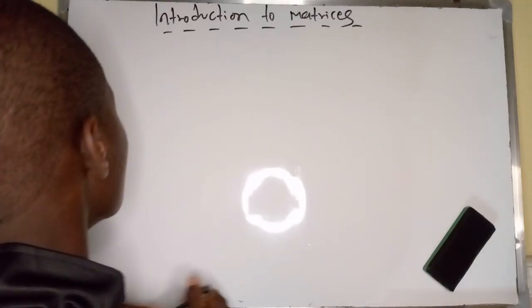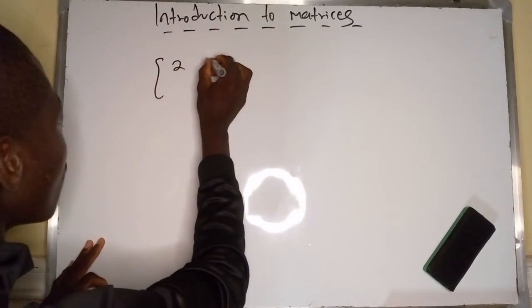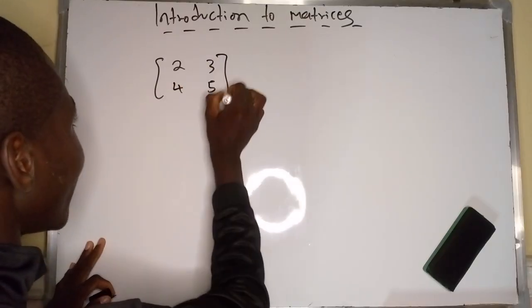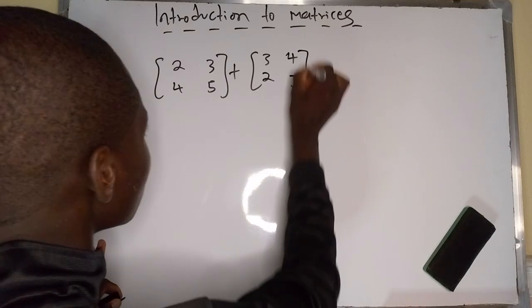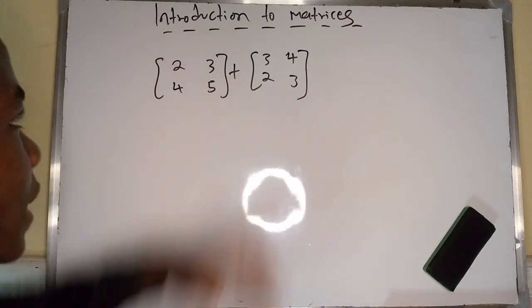Addition of matrix. Suppose I have 2, 3, 4, and 5, plus 3, 4, 2, and 3. So I have to add these matrices.